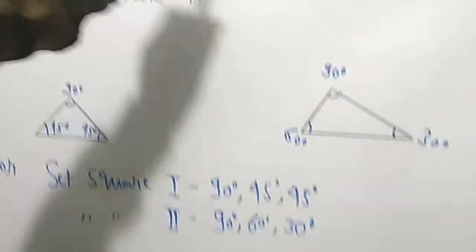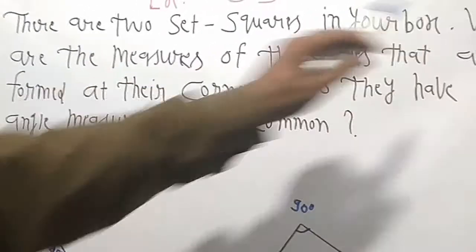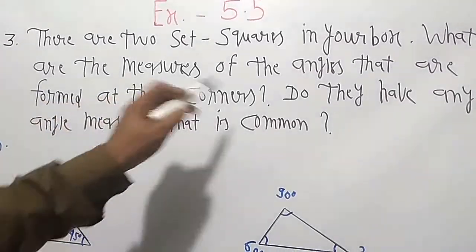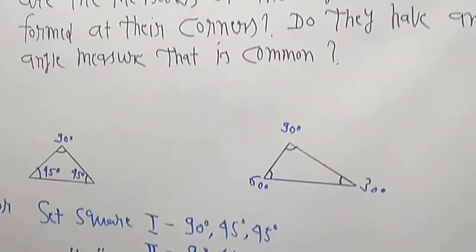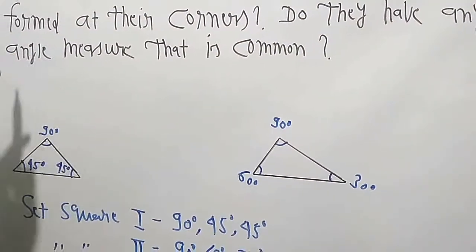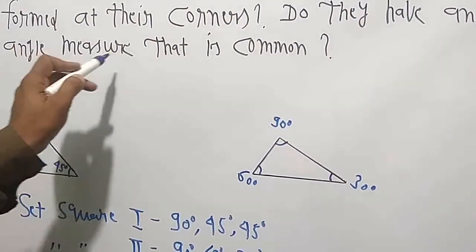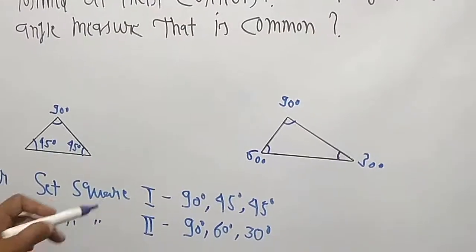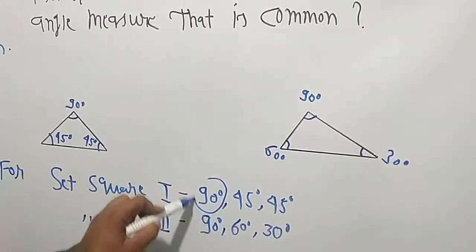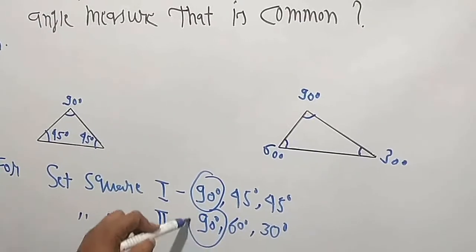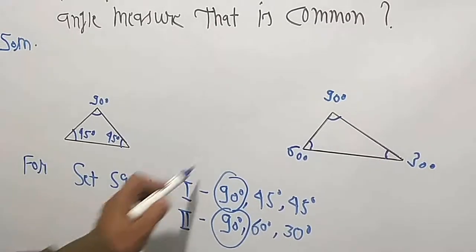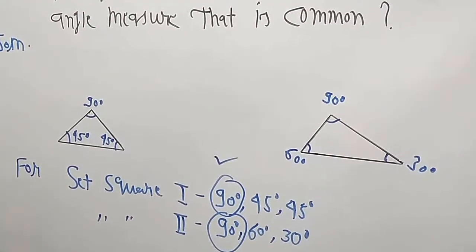So there are two set squares in our box. What are the measures of the angles that are formed at their corners? These are the angles formed at their corners. Do they have any angle measure that is common? When we check, 90 degrees is the common angle between these two set squares. So this is the common angle.